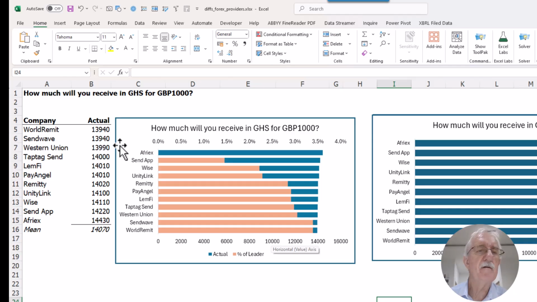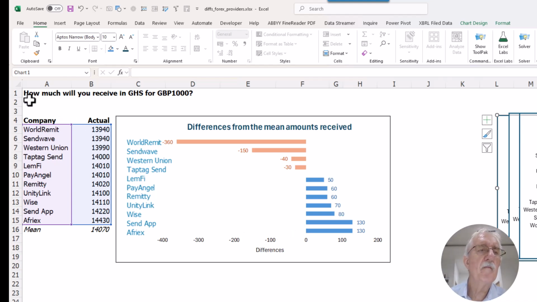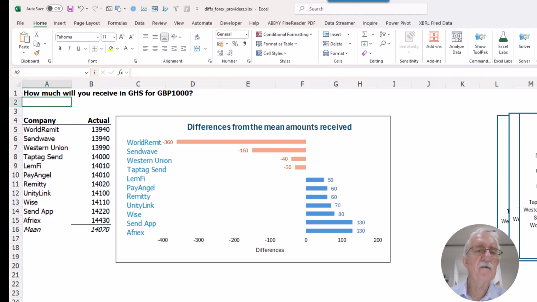Let me move that out of the way and present my preferred graphic. My preferred graphic is this one. And what I've done is I've repeated the names of the bureaus, and it's the differences from the mean. So there's the mean. For every bureau, I've created this bar chart so that World Remit is minus 360 from the mean, 13,940 taken away from 14,070, 360. Sendwave is 150 from the mean, and all the way down to AfriX.